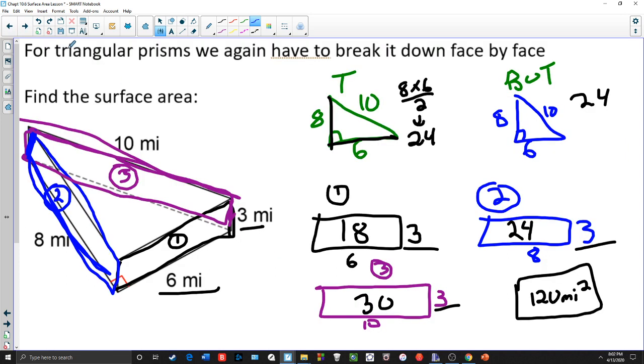Whereas for triangular prisms, you just draw it out piece by piece, and then add them all together to get your answer in the end. So triangular prisms, you don't have a shortcut, unfortunately. It's just find all the pieces, add them together, and then there's your answer. Again, this takes a little bit of getting used to, which is why you practice.